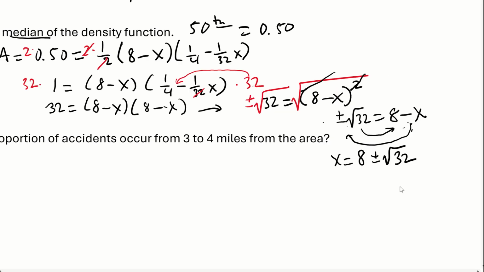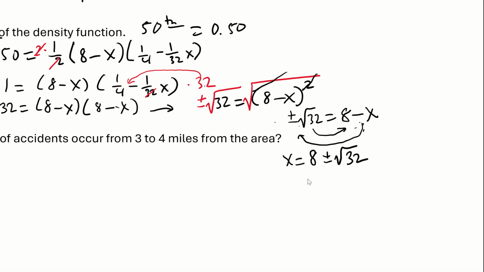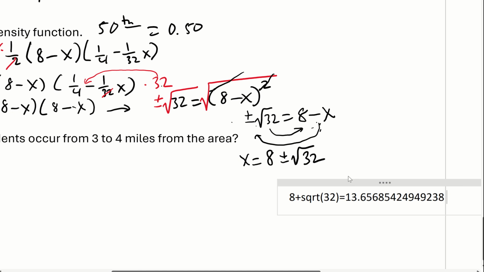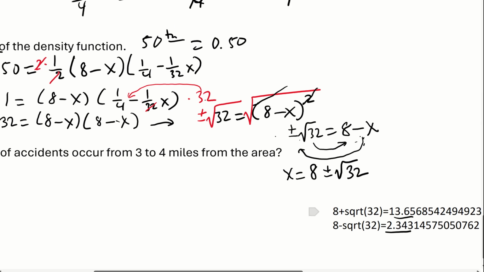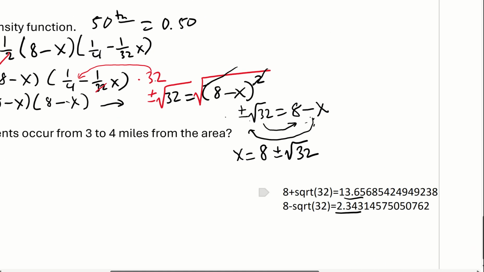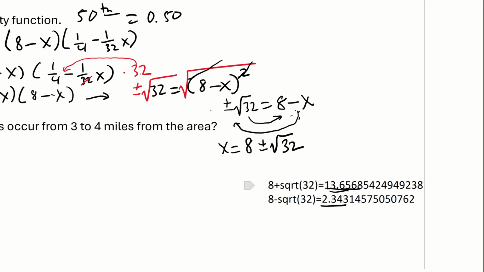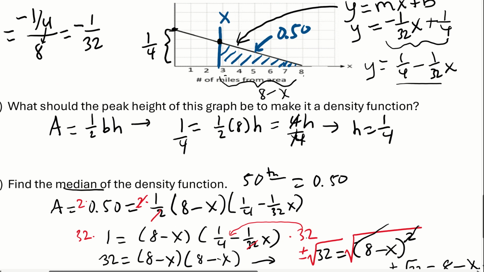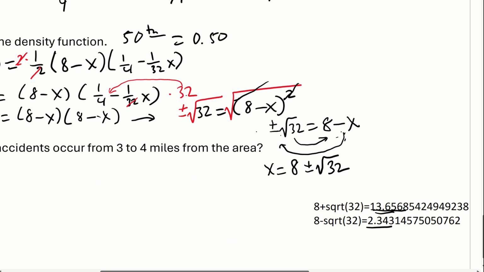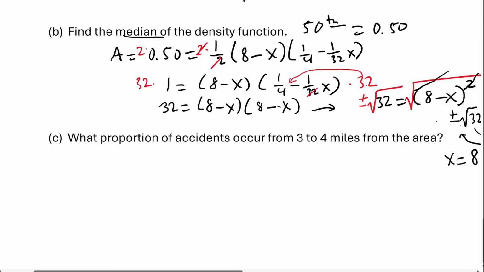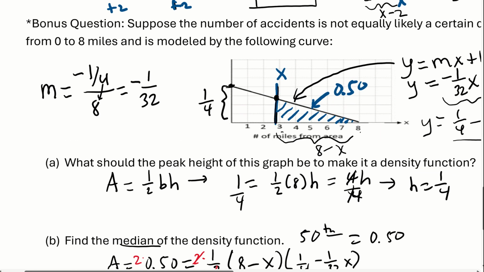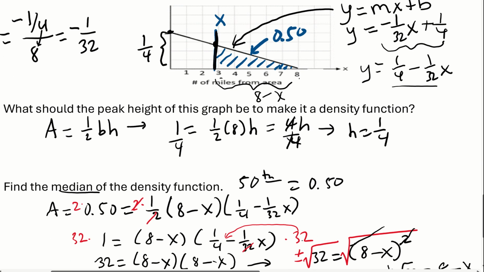So now we just have to do this on a calculator and see what we get. If I do 8 plus the square root of 32, I get 13.65. Now I'm going to do 8 minus the square root of 32, and I get 2.34 miles. Now, it doesn't make sense for it to be 13.65 miles because we only go from 0 to 8 miles, right? So we can get rid of this answer and use this answer, 2.34 miles. That's right around where I labeled it, between the 2 and the 3, so that has to be it.